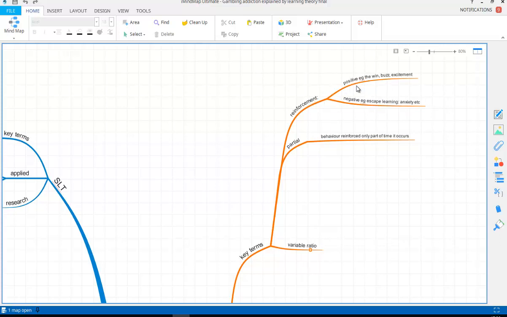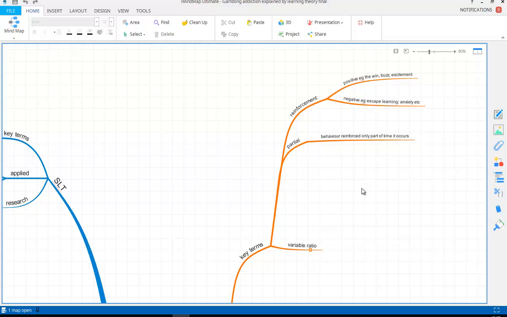So examples in terms of gambling, with positive reinforcement, we would, for example, get the win. With financial gain, we might get the buzz and the excitement of being part of a game and having the opportunity to win. With negative, it may be that we are being reinforced by the withdrawal of our anxiety when we're gambling. We're hoping that we're going to win and therefore take away all our financial problems, something like that. Okay, so we've got those aspects of reinforcement.